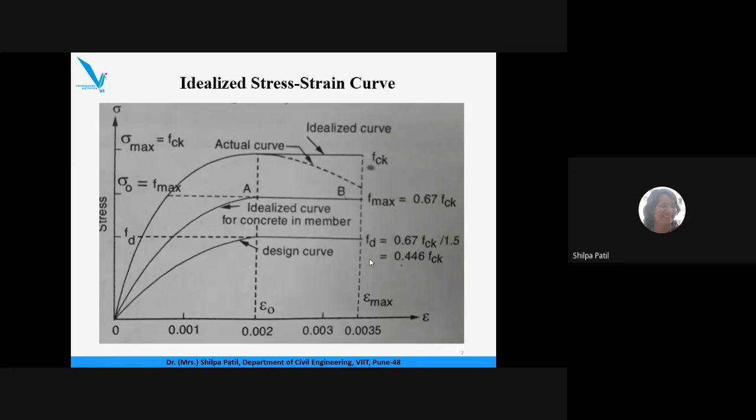The stress strain curve for concrete? Yes, ma'am. Okay. Any doubts in this? Any doubts? No, ma'am. Okay, all right.